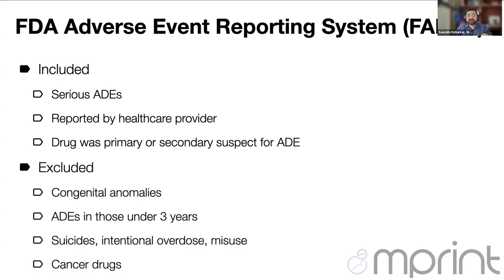Now, in exclusions, we excluded congenital anomalies and ADEs in children under 3, mostly because in these cases, the exposure likely occurred in utero or through breast milk, and this signal reflects more maternal drug use and not pediatric prescribing per se. We also excluded suicides and intentional overdoses. These aren't pharmacologic adverse events in the traditional sense, though they can be in some cases. But mostly in this context, we treat them as deliberate misuse events, and including them would blur the distinction between toxicity and intent.